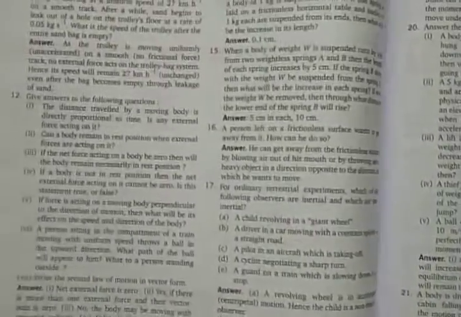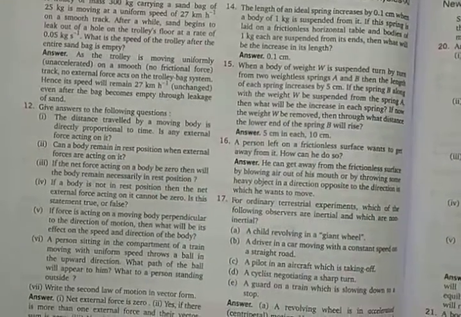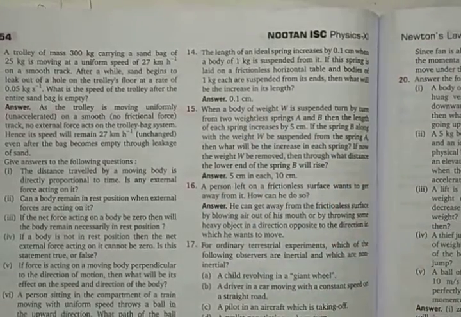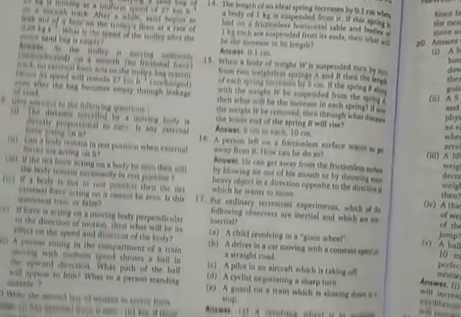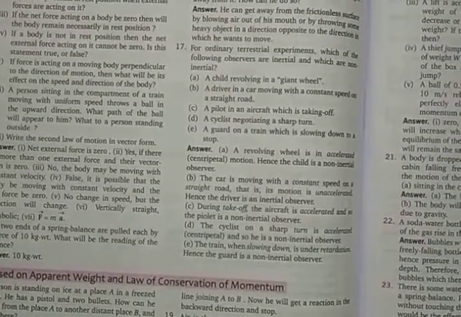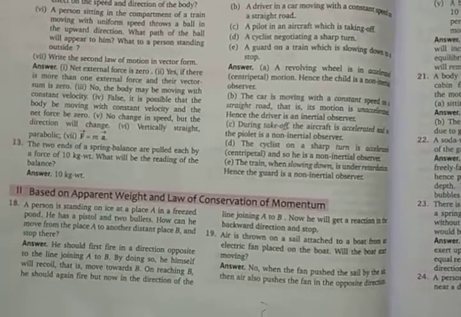Now look at this one. Question number 11, 12, 13 and then 14, 15, 16, 17. This much is there. Very short answer questions. You need to learn this one. This is considered as theory portion. There's no derivation, no calculation. So you cannot consider this as numericals.